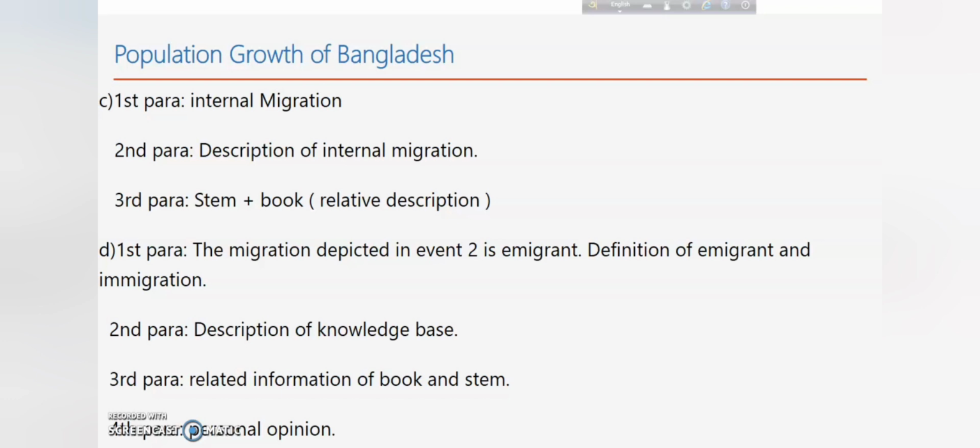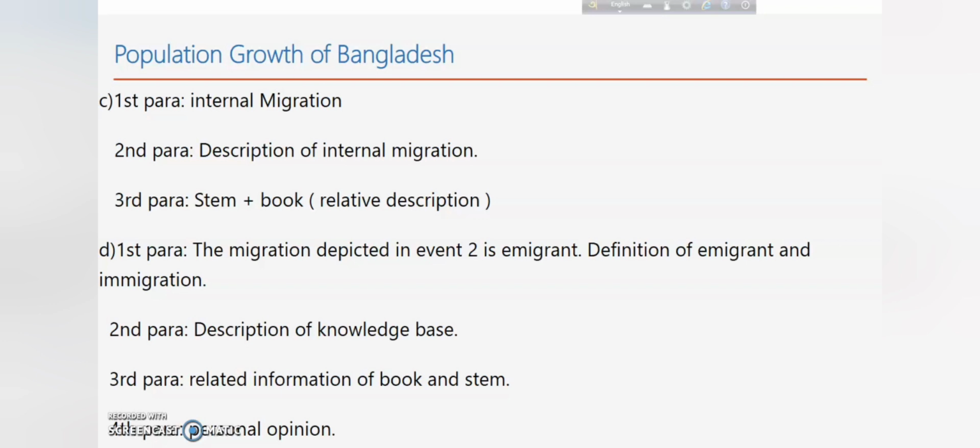For question number D, you can write in the first para that the migration depicted in event 2 is immigration, and you have to give here the definition of immigrant and immigration. In the second para, you have to describe the knowledge-based answer, and in the third para, you have to give the related information of the book and the stem, and in the fourth para you have to give your personal opinion.